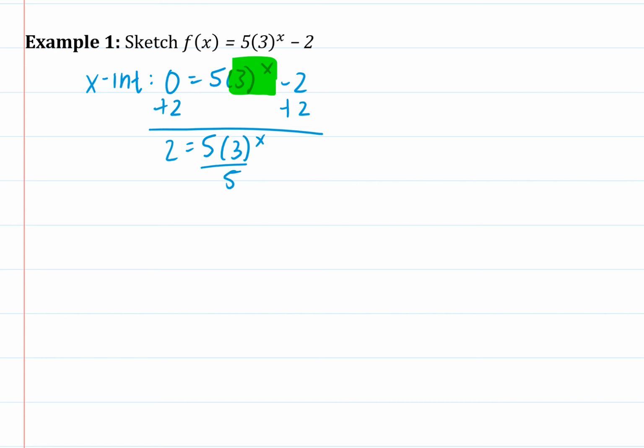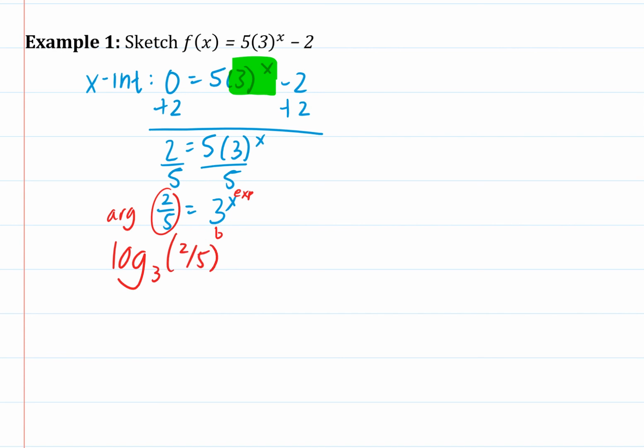And now move the 5. So we have 2/5, or you can write it as a decimal if you prefer, is 3 to the x. This is my base, the term holding up the exponent. This would be my exponent, and this is my argument. So we're going to put it into logarithmic form. So the log base 3 of 2/5 is x. I can use my calculator to approximate the log base 3 of 2/5 is about negative 0.834.